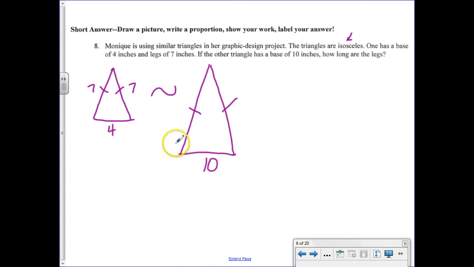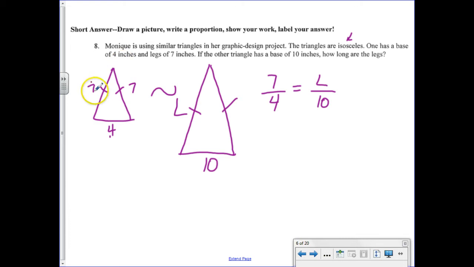Well, so what you can do here is set up a proportion. I'm going to use the variable L for the leg of my larger isosceles triangle. Now there's a lot of ways you can set up your proportion. Okay, I'm going to start with this one. Leg of the little guy over the base. So leg over base has to equal leg over base, L over 10.